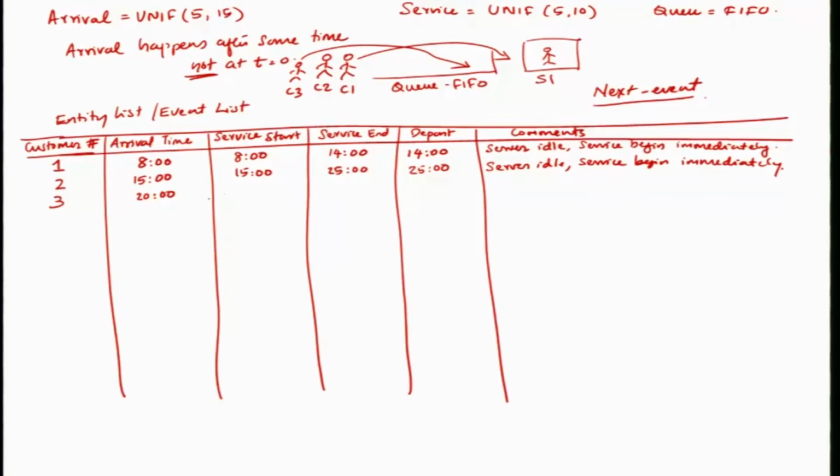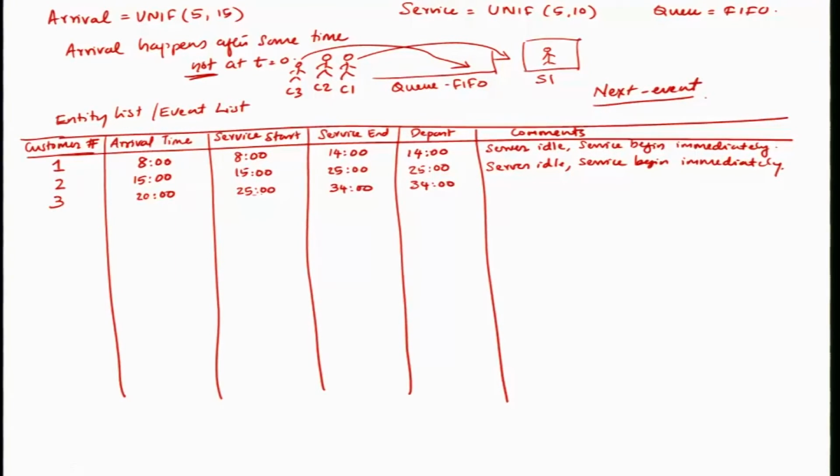It will wait, and when can the service begin? It can begin only at 25 time units, because as soon as the server is finished, it looks to see whether there is anybody in the queue, sees one person, and immediately pulls that person and starts the service. So, service will start at 25, and let us sample another service time, say 9 units. The service will end at 34, and this customer will depart exactly at 34.